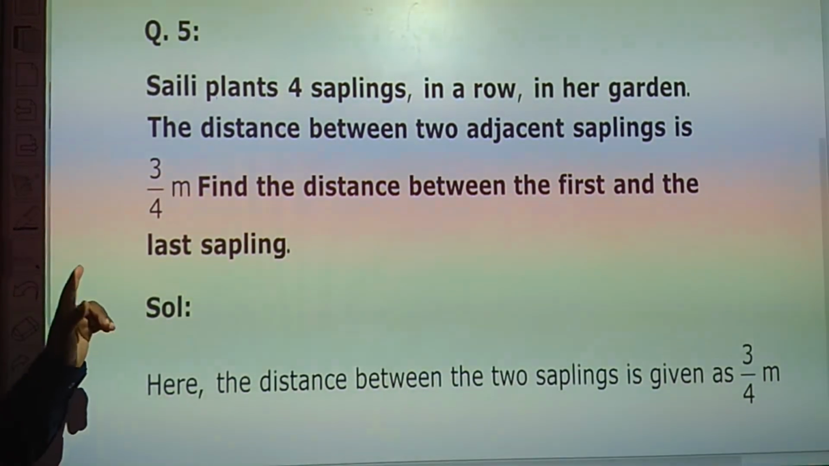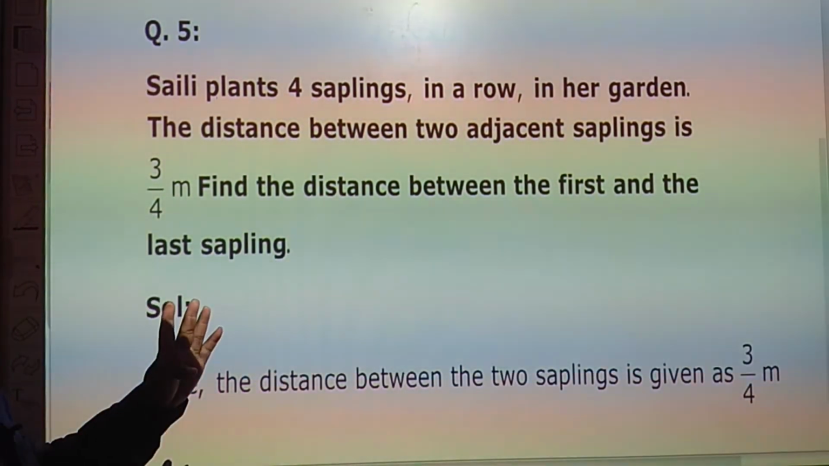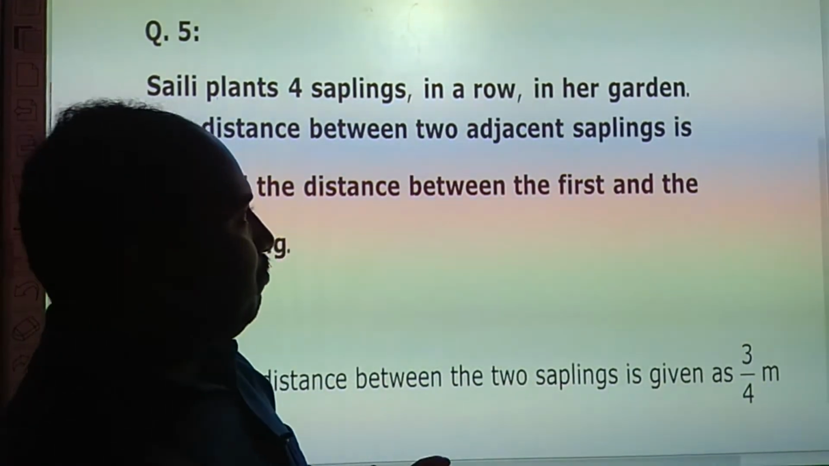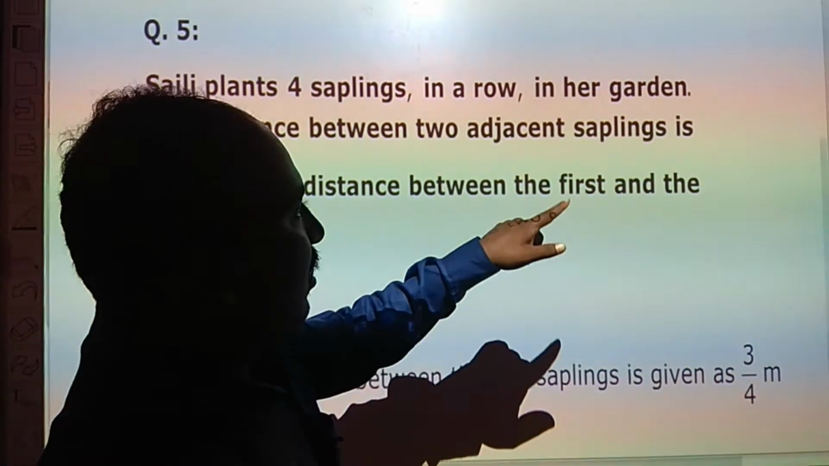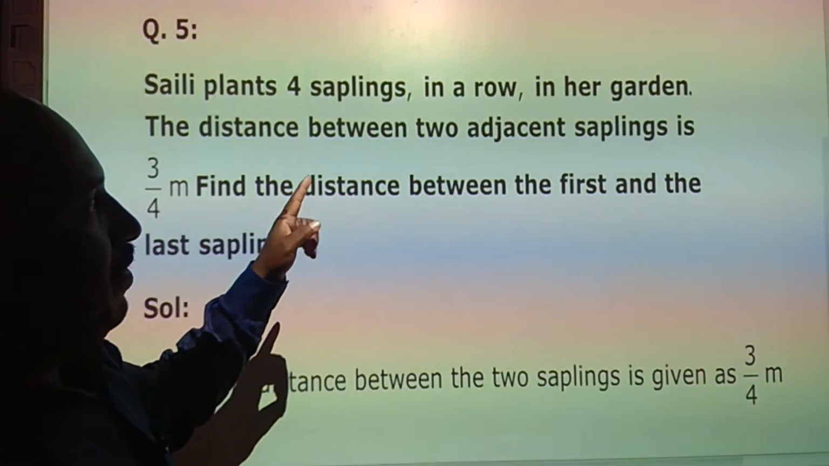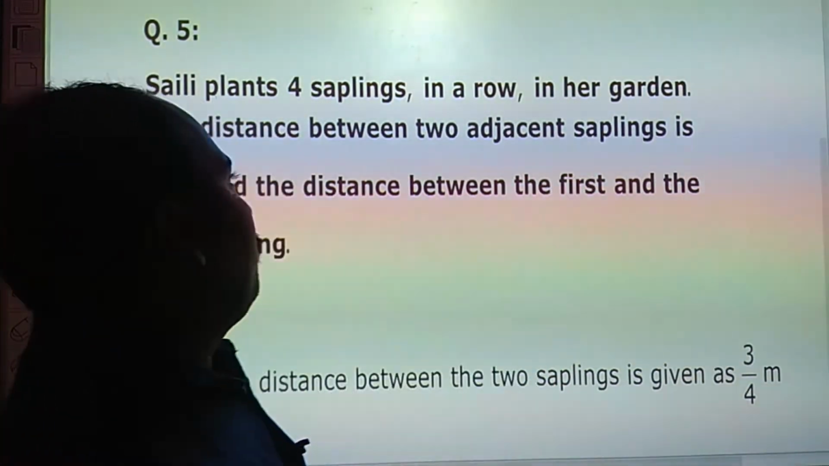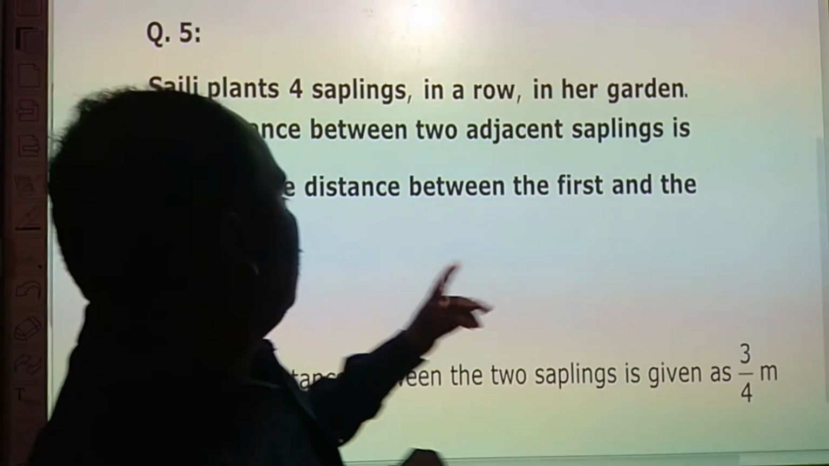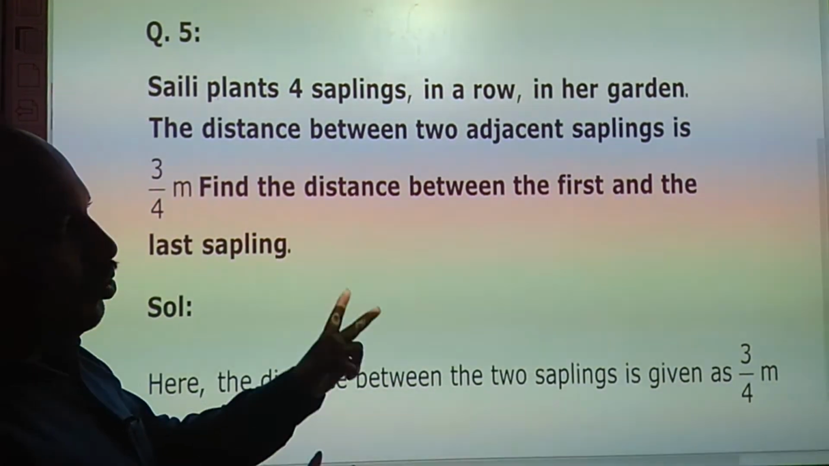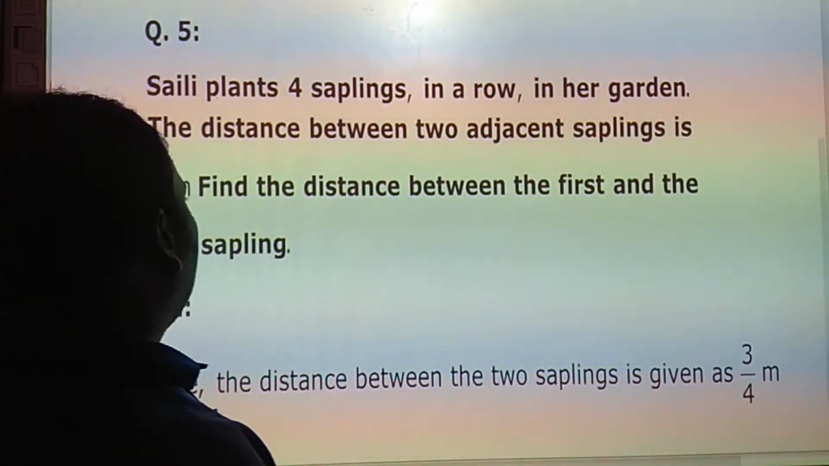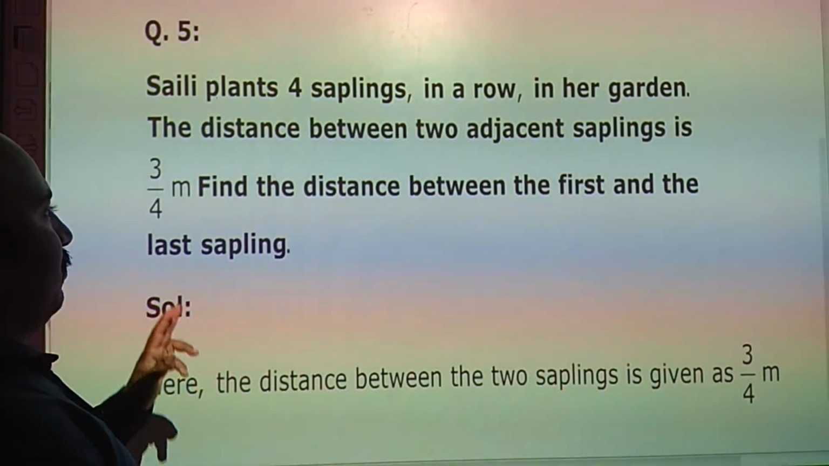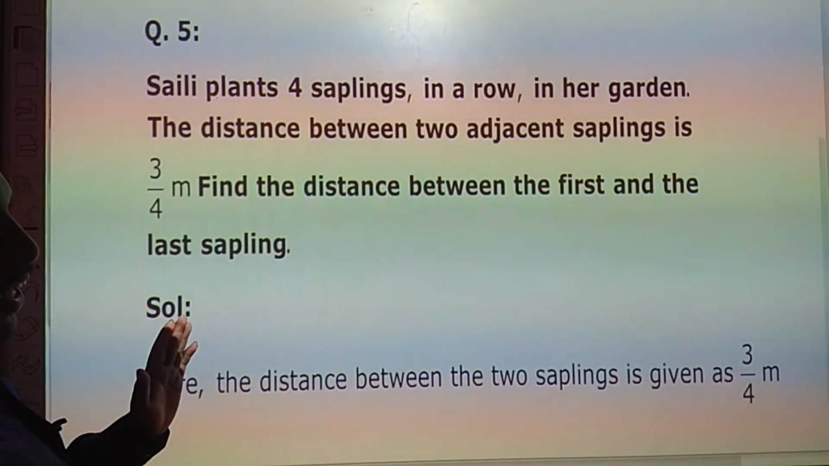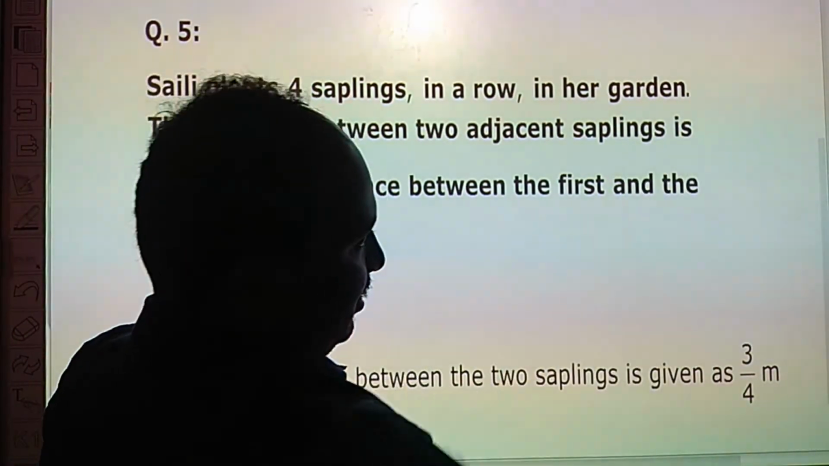Question number 5. Solid plants 4 saplings. Sapling means young tree, in a row in her garden. The distance between 2 adjacent saplings is 3 by 4 meter. Find the distance between first and last sapling.